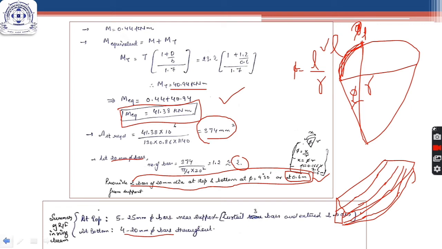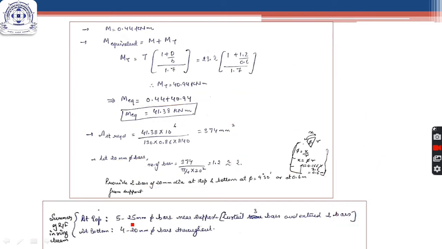So this is how this line has been written. The designer can do according to whatever is suitable, but we must take into consideration all the reinforcement at top, reinforcement at bottom, at support, at moment, and the torsional reinforcement also. So this is the design for the main torsional reinforcement.